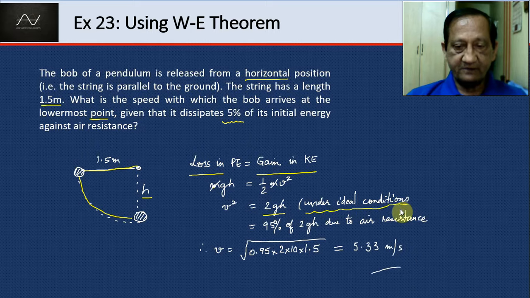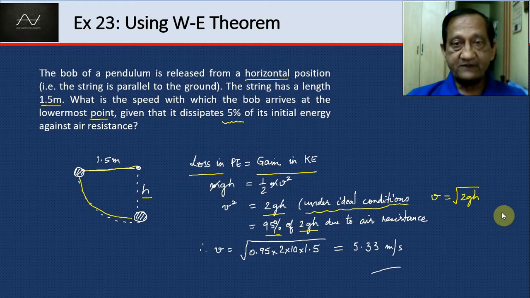But now only 95% of 2gh will remain. Why am I saying this is a mistake that people will do? They will say, okay, ideally v is equal to root 2gh. Because 5% energy is lost, therefore the speed when it comes is 0.95 v. That is wrong. It is not that the speed is reducing by 5%.